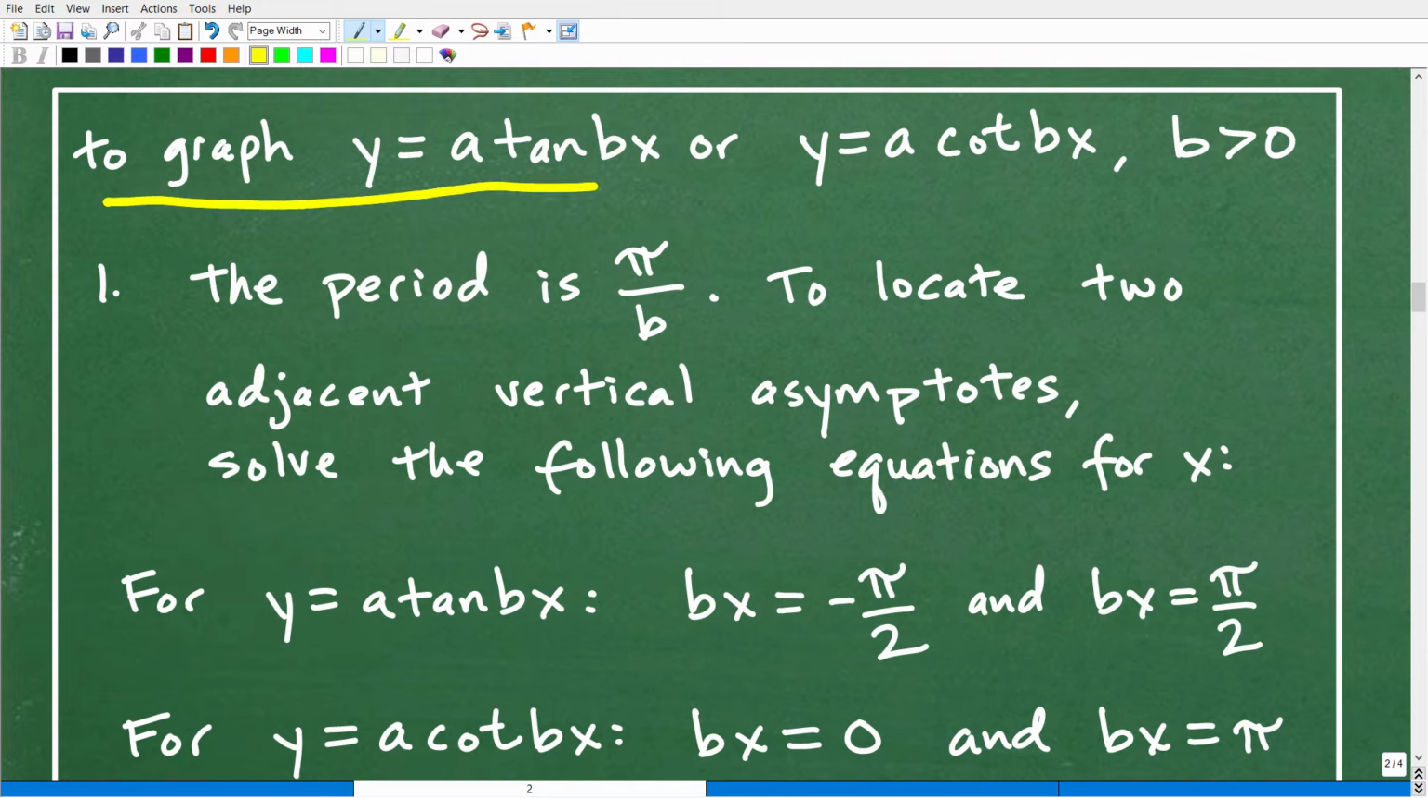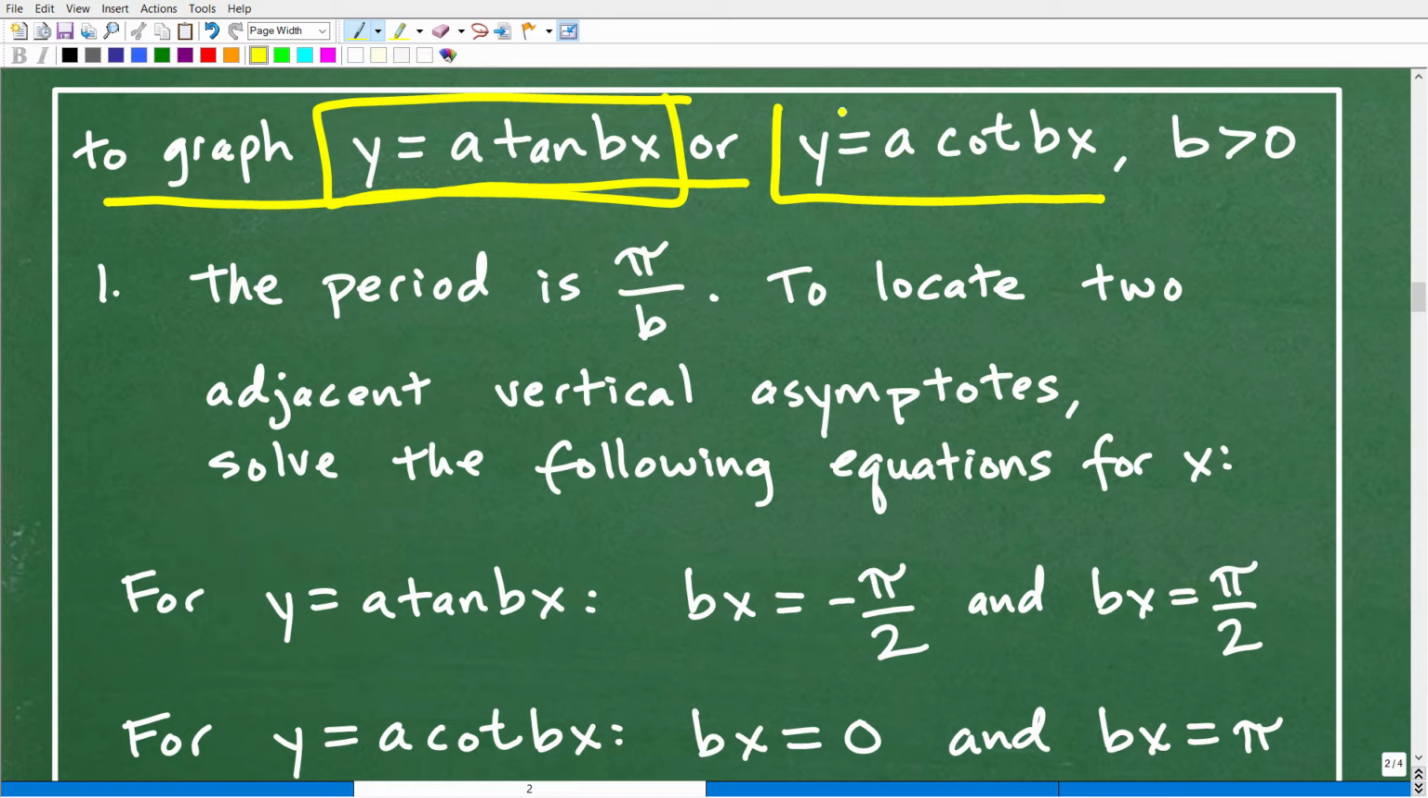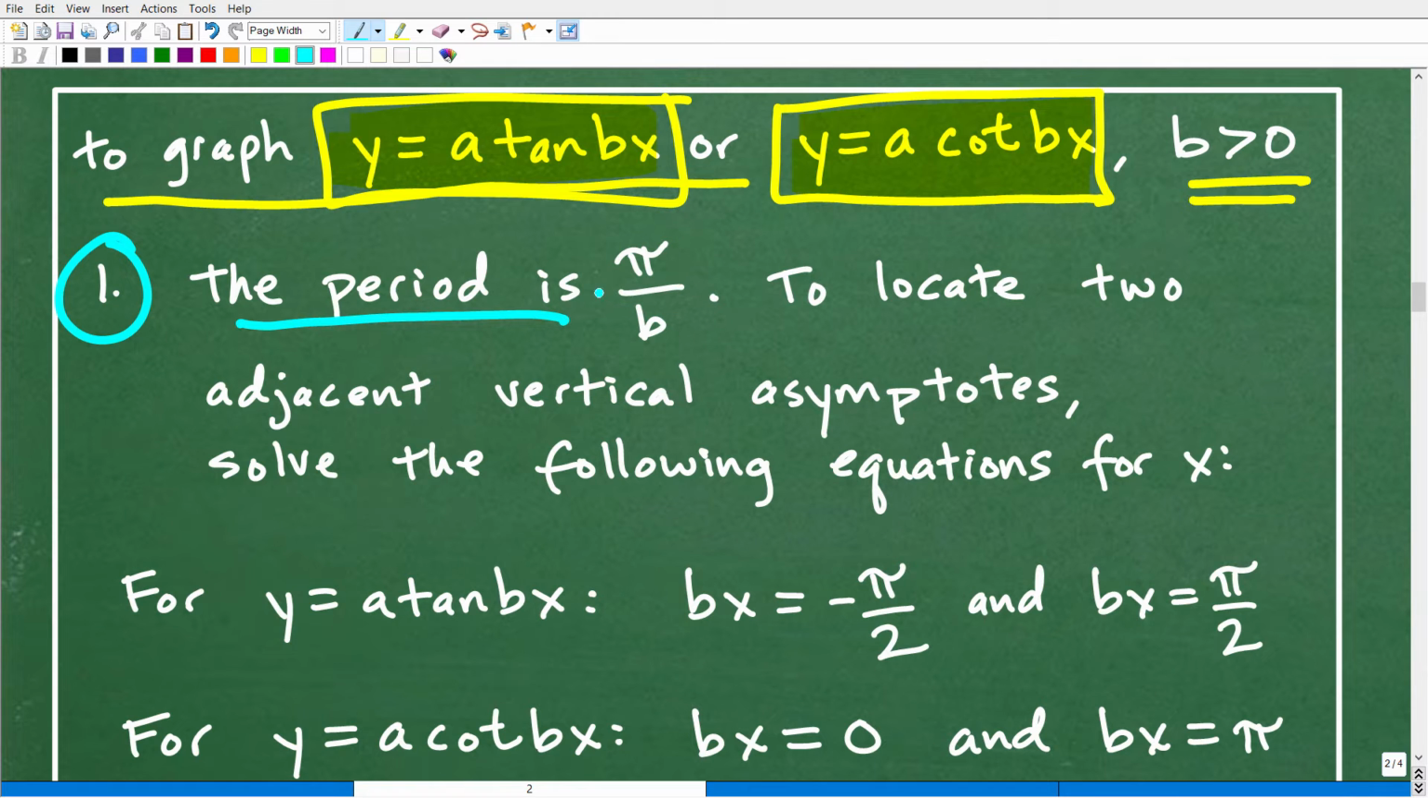All right, so to graph y equals tangent bx, so this is just a general form of a tangent function, or y equals a cotangent bx, where b is greater than 0. Our problem right here is a cotangent problem, but this procedure applies to both cotangent and tangent. Here's what you need to do. Number 1, the period is going to be pi over b. Again, we have these variables. a is the coefficient, which is the amplitude, and then b is this number that's in front of the x inside of the function. So this is part of our angle. So the period is going to be pi over b.